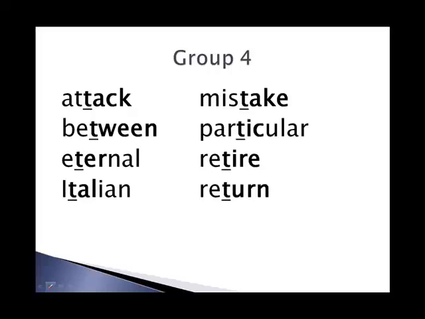In Group 4, we have a true T in the middle of a word at the beginning of a stressed syllable. Attack, between, eternal, Italian, mistake. Note with the ST we do not have the strong puff of air. Again, mistake. Particular, retire, return.